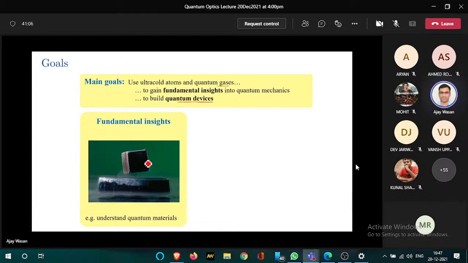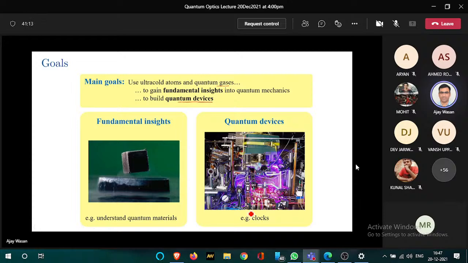So here I'm showing one magnet is levitating. And we can also make atomic clocks, quantum devices. These atomic clocks are very sophisticated. And if you use them, in 5,000 years only 1 second will change. That much sophistication is there. I will also come to these things one by one.